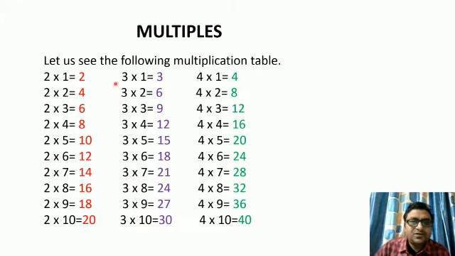In the same manner, to find out the multiples of 3, we have to tell the table of 3, like 3, 6, 9, 12, 15, 18, 21, 24, 27, 30. In the same manner, if you find out the multiples of 4, you have to simply tell the table of 4: 4, 8, 12, 16, and so on, 40, above that 44, 48, it will go on. So these are the multiples of 2, multiples of 3, and multiples of 4.